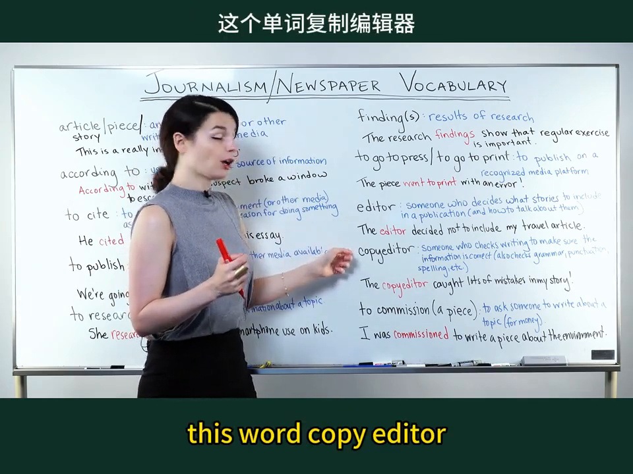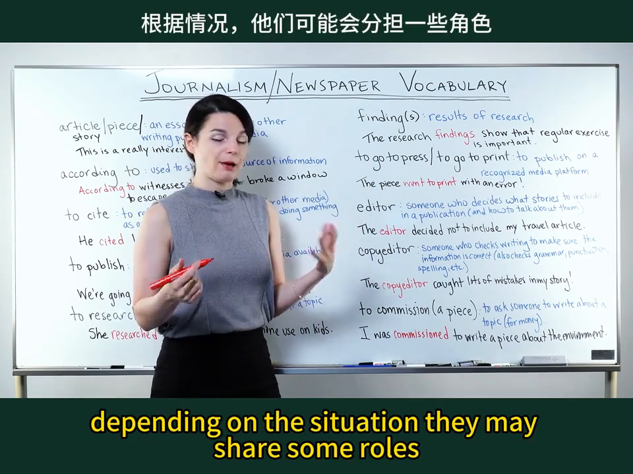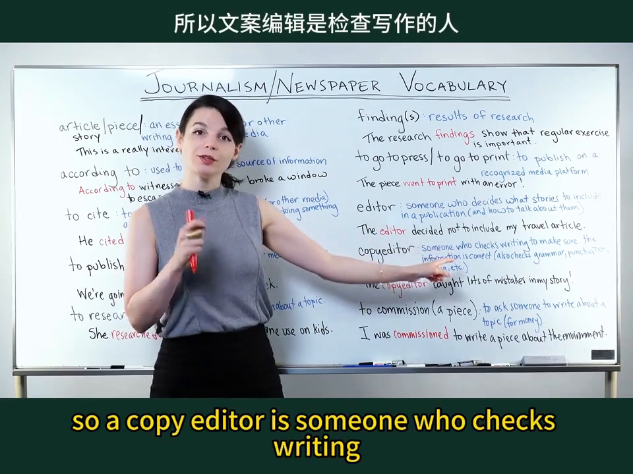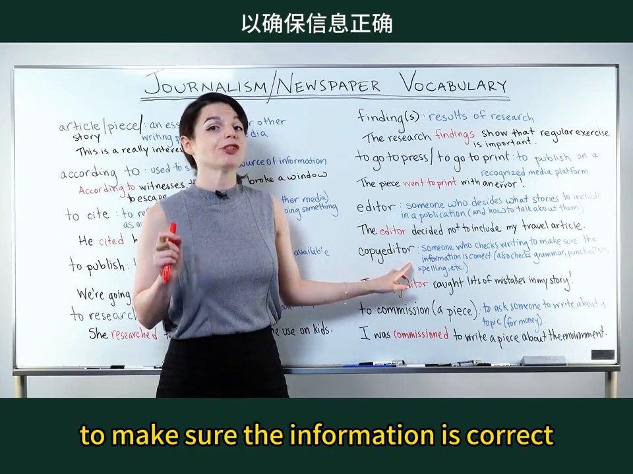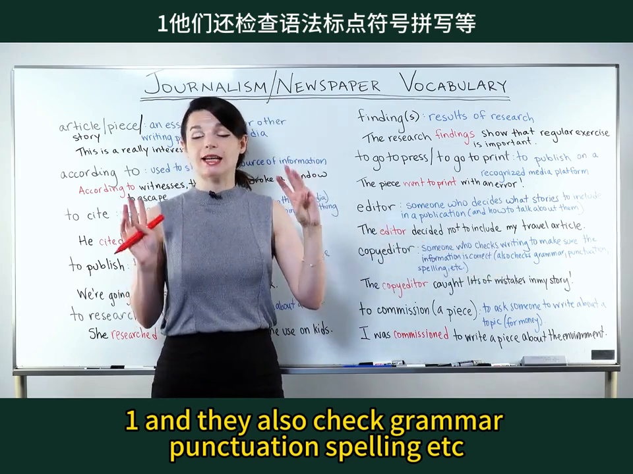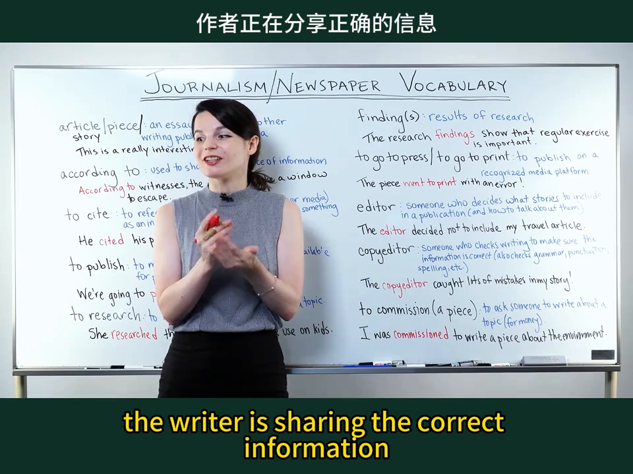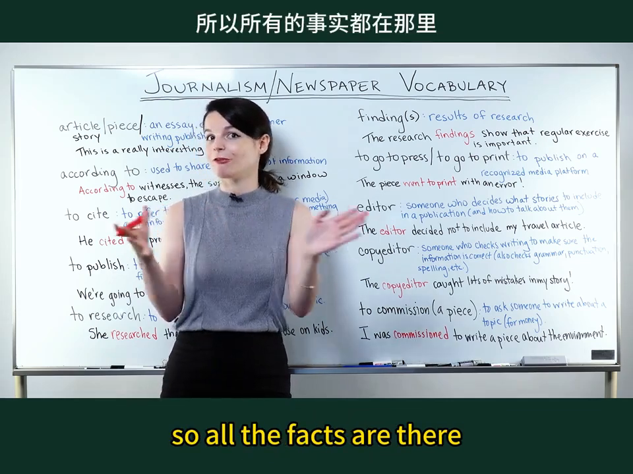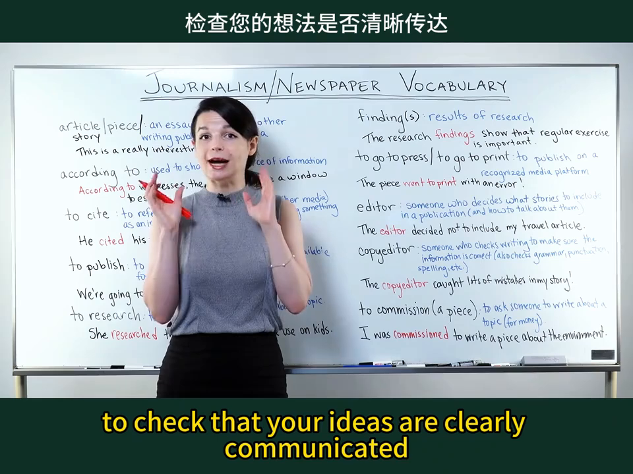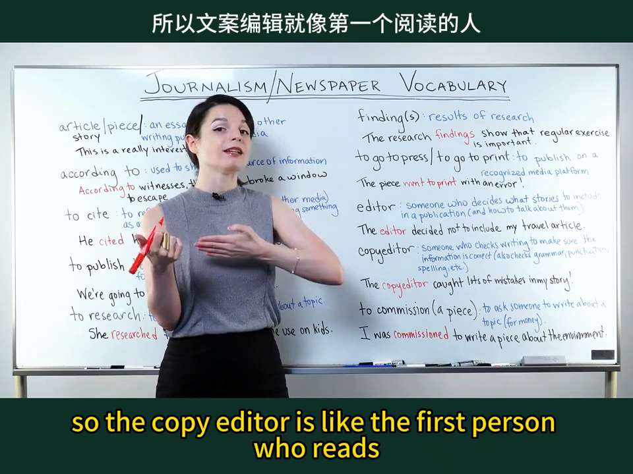Then, this word, copy editor. A copy editor is different from an editor, though sometimes, depending on the situation, they may share some roles. So a copy editor is someone who checks writing to make sure the information is correct, one, and they also check grammar, punctuation, spelling, etc. So a copy editor is there to check the writer, to make sure the writer is sharing the correct information, so all the facts are there, and they're there to check grammar, to check the spelling, to check that your ideas are clearly communicated. So the copy editor is like the first person who reads an article.